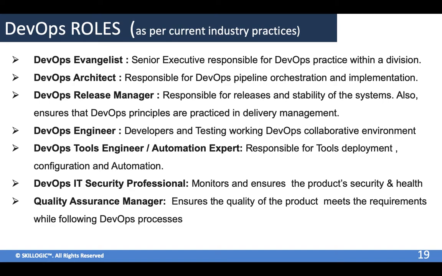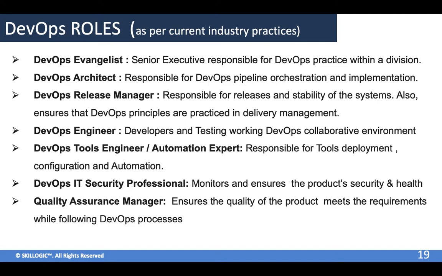DevOps tools engineers are responsible for tools deployment, configuration, and automation. They have a good knowledge of the fundamentals of the DevOps practices, and they are experts in tool management. Like all the popular tools we have seen, DevOps tools engineers will be masters of them in terms of deploying, configuring, and automation, and any tool-related problem or change in the architecture in DevOps practice will be handled by these tool experts. IT security professional monitors and ensures the product security and health.